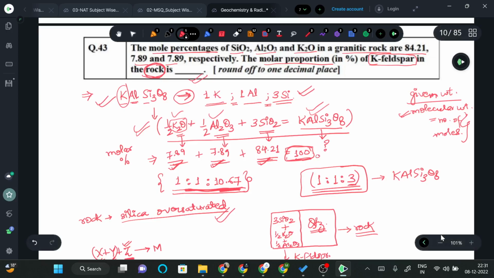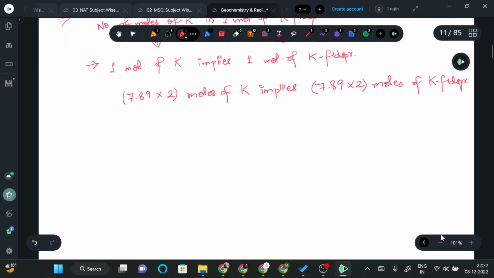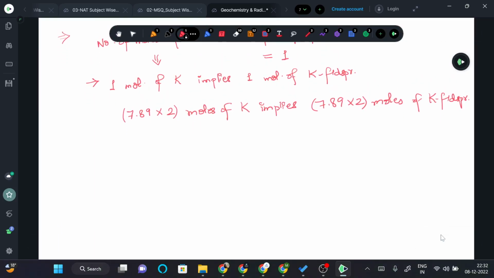So we will imagine that there is in total 100 grams of K feldspar. Out of these, 7.89 grams of K2O is what we have. But here half K2O is constituting K feldspar. So we will multiply 7.89 into 2 to take the proportion for potassium. So this is what we have got here. 7.89 into 2 moles of K implies 7.89 into 2 moles of K feldspar.